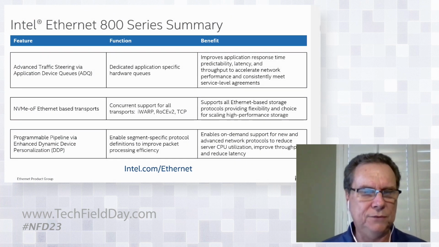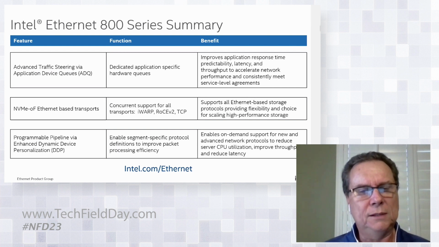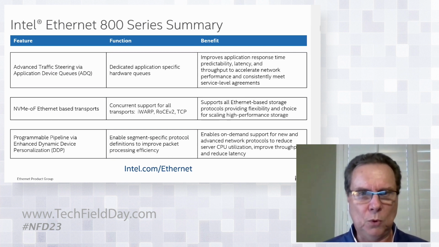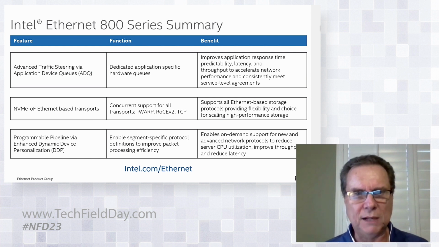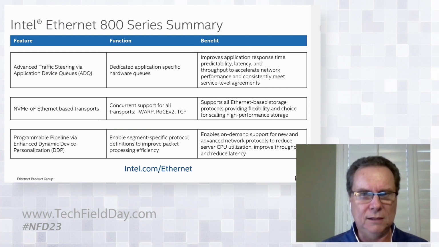So to summarize the 800 series, we've talked about these. Brian mentioned ADQ, which is an advanced traffic steering capability. It's really a way to assign applications to and associate them with queues in the NIC hardware, such that you get much more predictable response time, lower latency variation, and it accelerates network performance while meeting service level agreements.